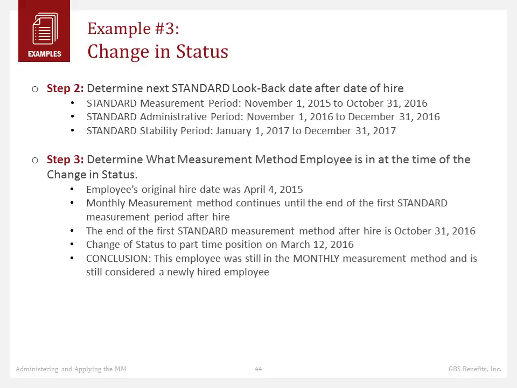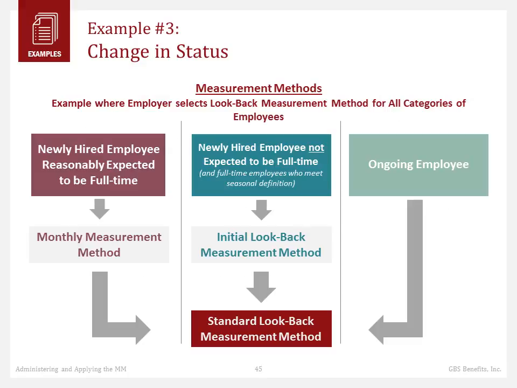They're still considered a newly hired employee because they're ongoing. They become ongoing at the end of the first standard period, and the end of the first standard, remember, here is October 31st. So they're still considered newly hired, and they are still in the monthly. Of course, the standard measurement method started, but we're not at the end of the standard.